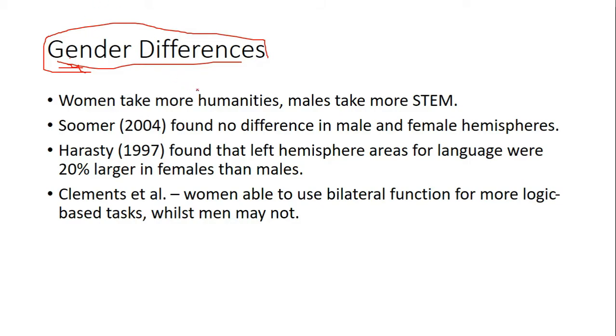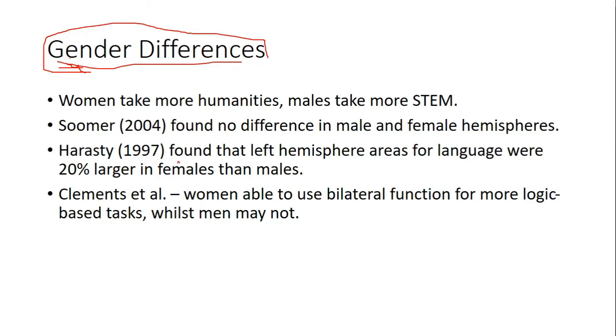Summa, in 2004, found no difference in male and female hemisphere functions. Harasti, by contrast, 7 years earlier, the same year as Raine, found that left hemisphere areas for language were 20% larger in females than males. And Clements et al. is another study which used a PET scanner, and it found that women are able to use bilateral function, so that's when both hemispheres are going. So women are able to use bilateral function for more logic-based tasks, whilst men may not.